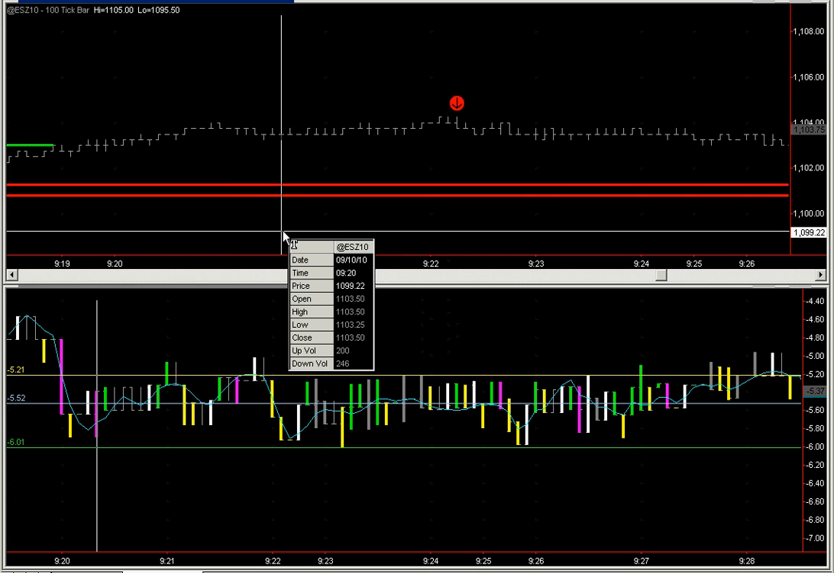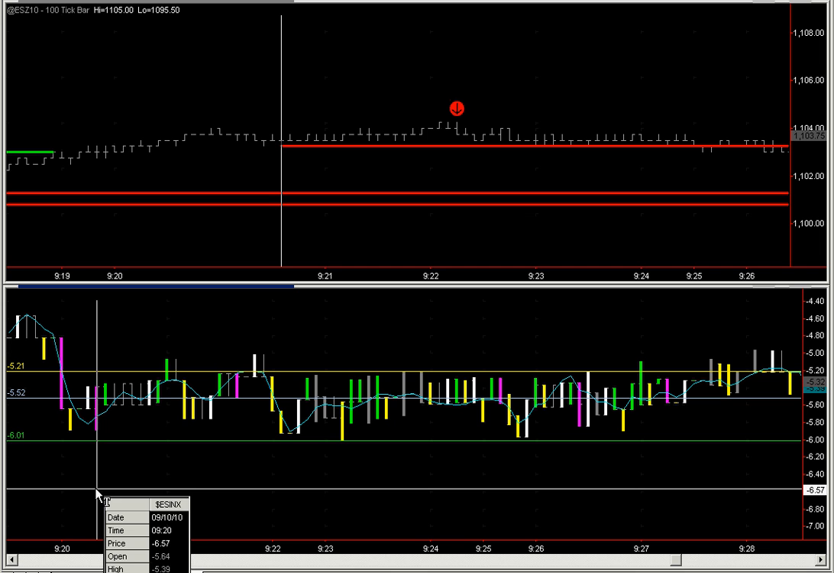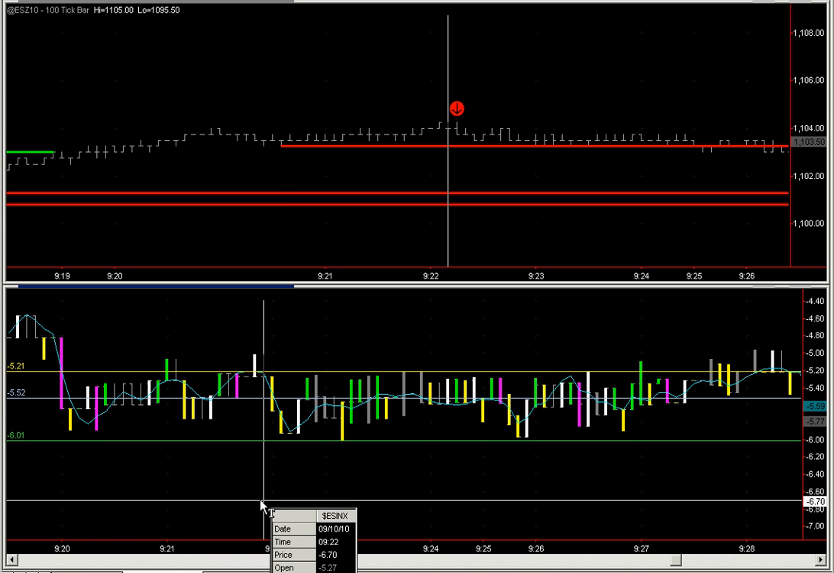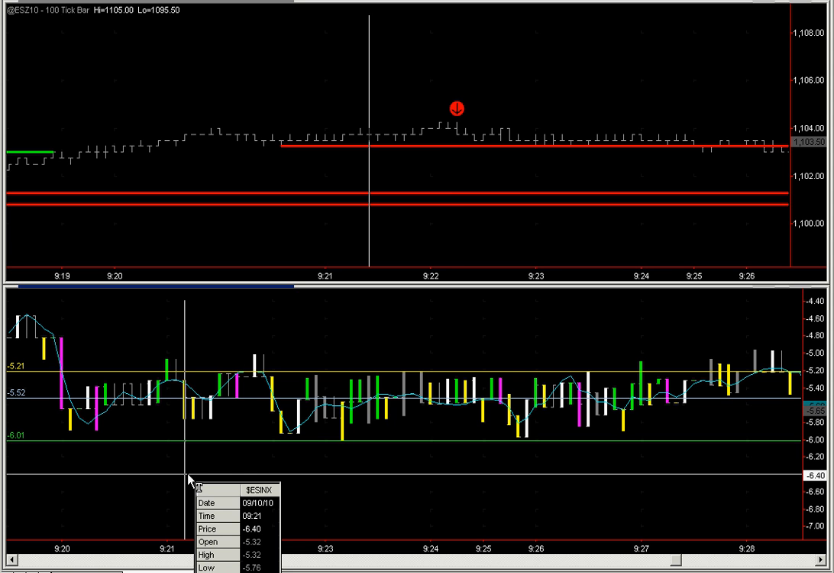Okay, there's our setup bar. Let me just draw that for you here. This is the setup bar. We expect a short. We got to drop below the yellow line, which we do right there, with a negative slope. Okay, we're not shorting it here.